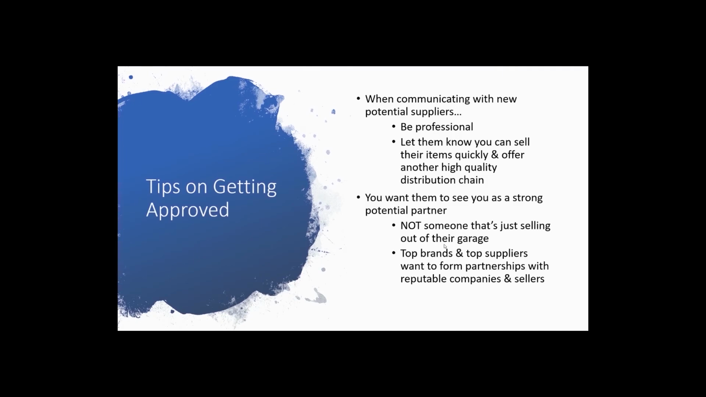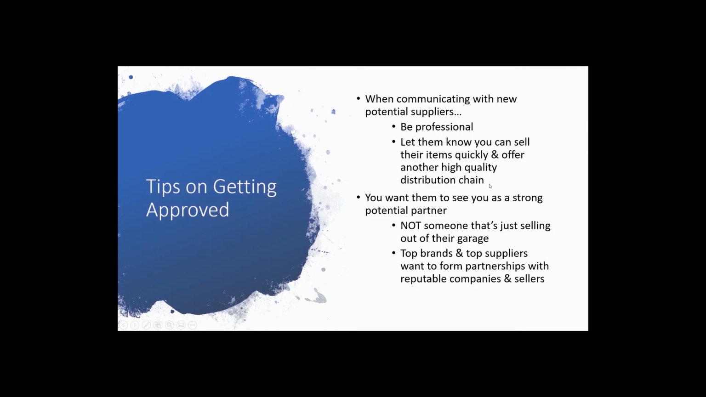Whether you pick up the phone and actually talk to them or you talk to them through email, when you communicate with potential suppliers, you want to be professional and let them know mainly what the most important thing to them is: that you can actually sell their items quickly, okay? Because they're not looking for another small business or a small Amazon seller or a small e-commerce seller to sell a couple products here and there. And you don't necessarily have to tell them that might be all that you can sell initially, but they are specifically looking for another high quality distribution chain that's going to sell their items quickly, okay?